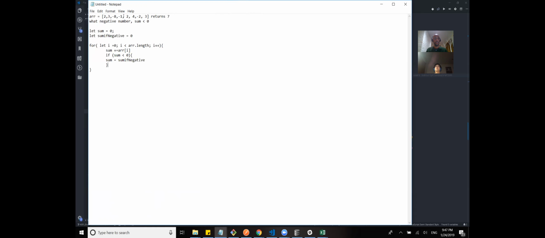So in this case, 2 plus 3 would be 5. 5 plus minus 8 would be minus 3. Minus 3 plus minus 1 would be minus 4. Since this one is negative, it will return to 0. So it will be 2 plus 4, 6. 6 minus 2 is 4. 4 plus 3 is 7. Okay. So I believe that solves it.